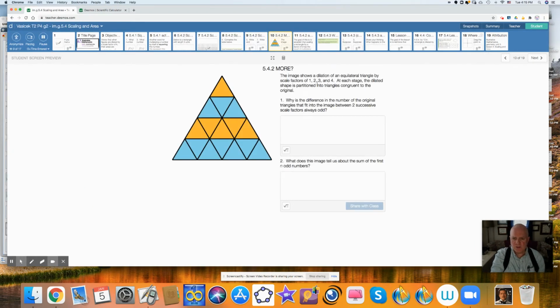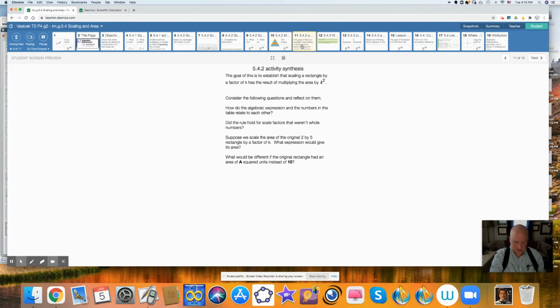Here we have a question. The image shows a dilation. Scale factors 1, 2, 3, and 4. Why are each of these odd? So if I go from 1 to a scale factor of 2, I'm going to go from one figure to 4. It's going to be an odd number that I add. If I go from here to this one, I'm going to go from 4 to 9. It's going to be an odd number that I add. If I go from 9 to 16, it's going to be an odd number that I add, 7, and so forth. And your question is to why. And this is a little bit deeper discussion.